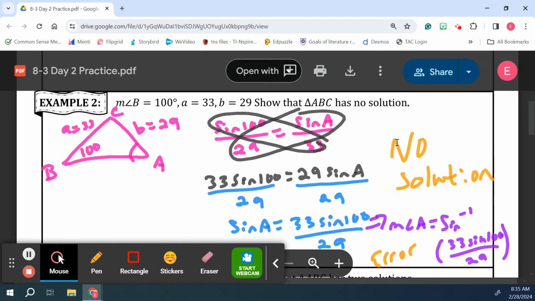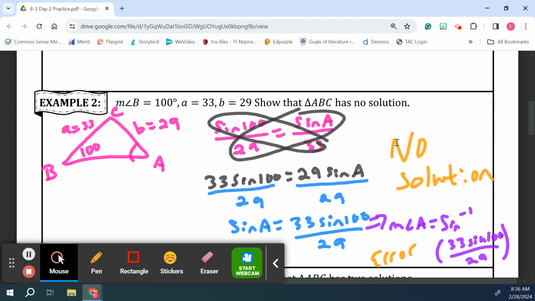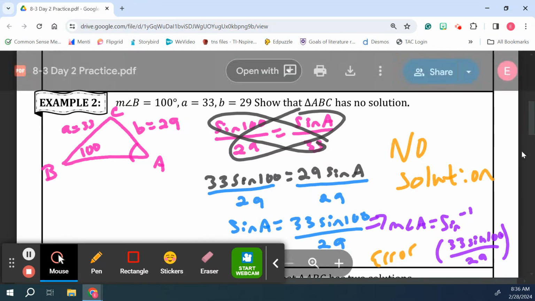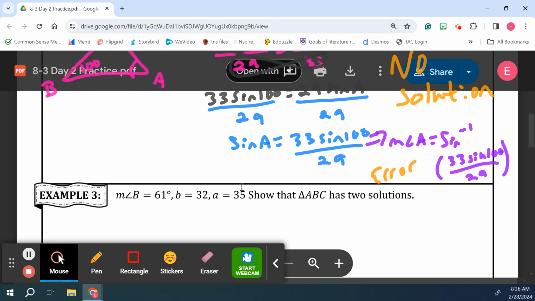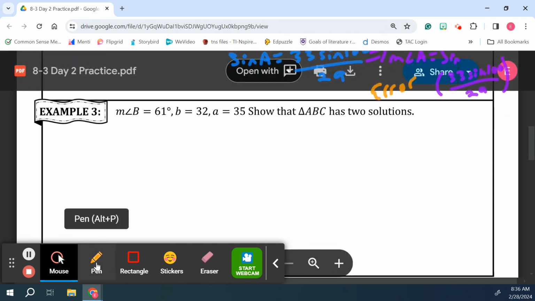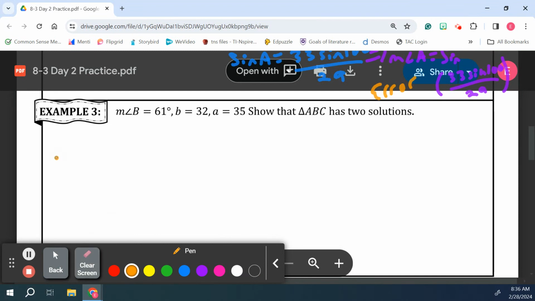All right, questions on this? All right, let's move on to example 3. Now this is going to show us the two solutions. Again, just like before, I'm going to draw my triangle. Now, it looks like B is 61 with the side opposite as 32. And A is going to go here, C will go there. So A is this, and then we have 35 over here.